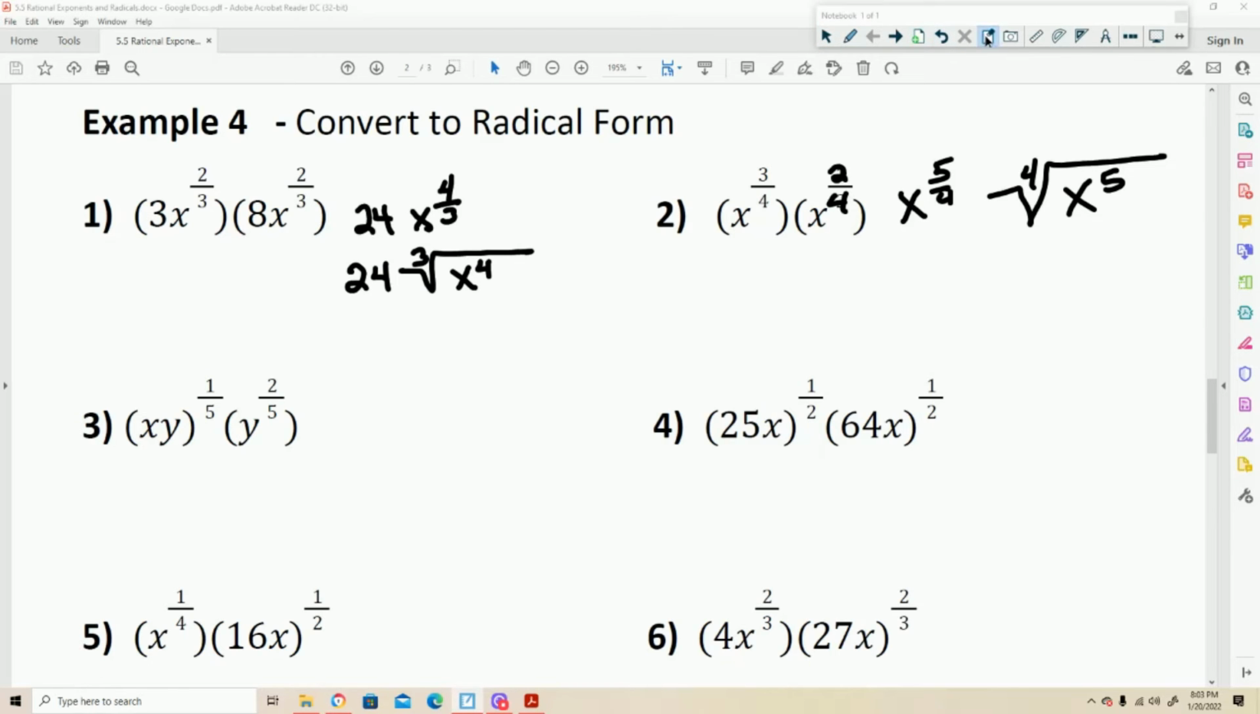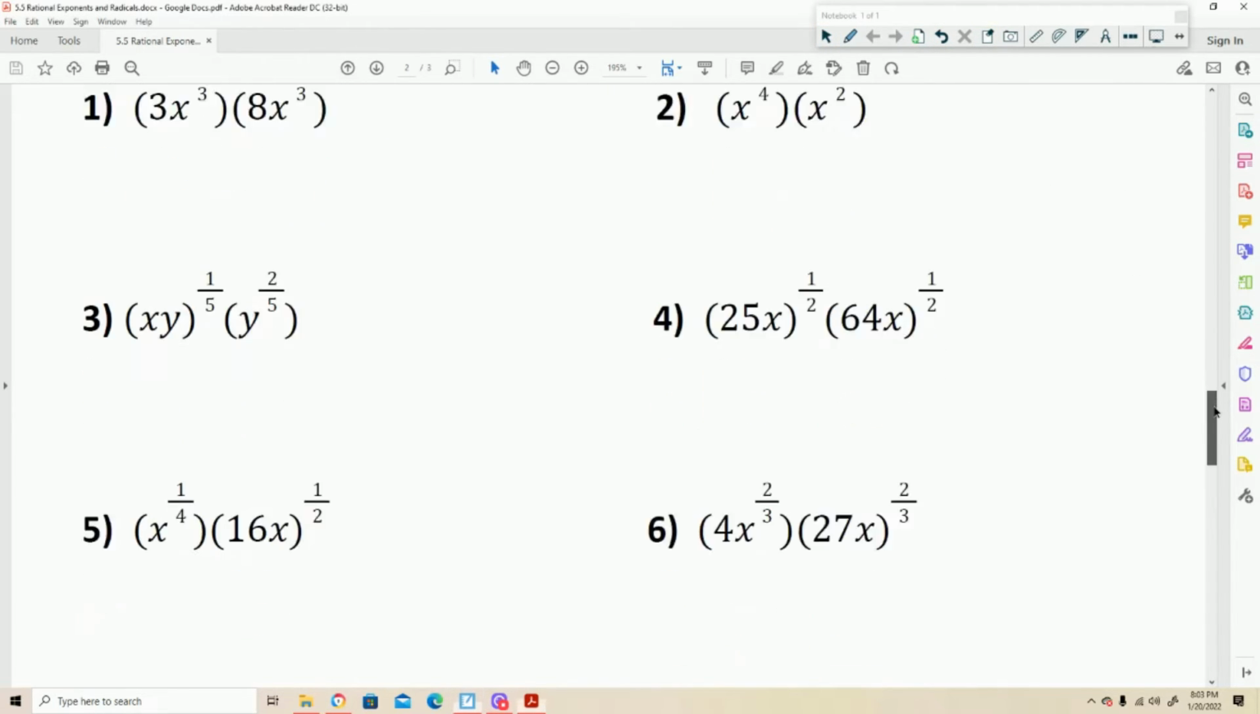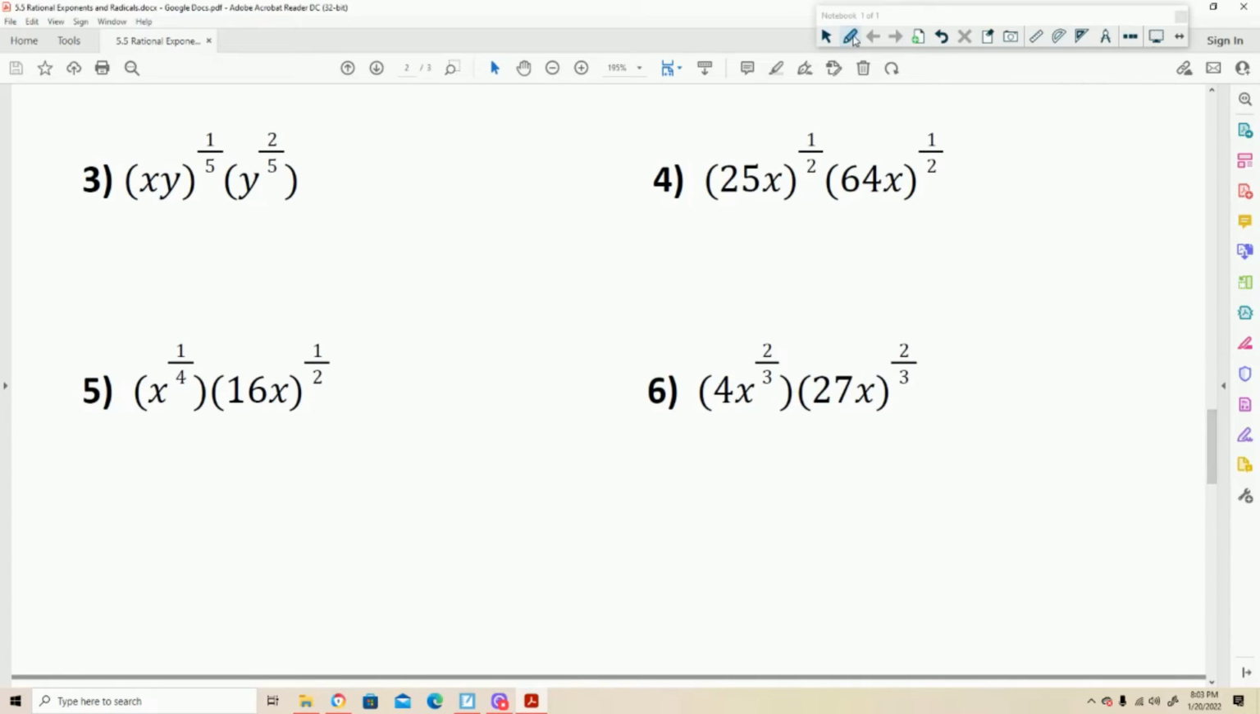Let's clear this and scroll up just a little bit and get these next four. Here we're going to take this and distribute it. I like to say distribute, it's probably not proper, but I like to say that. x^(1/5), y^(1/5), and then we get y^(2/5) in the other parentheses. These two y's go together. You can add the exponents because they're being multiplied. So I get x^(1/5) and y^(3/5).